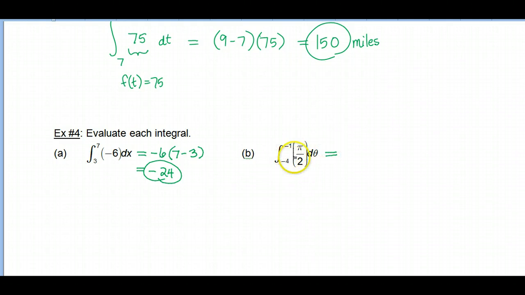Yeah. This one is going to be pi over 2, and then we have -1 minus -4, so that would end up being +4. Good. So we get 3 pi over 2. I mean, that would be fine, just leave it that way.